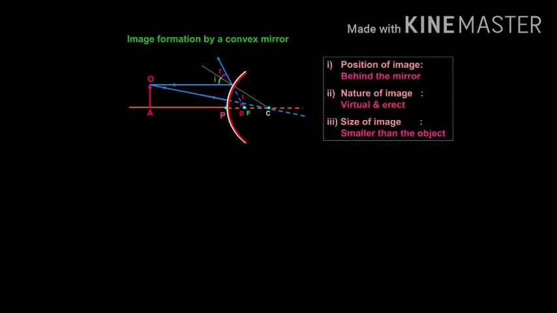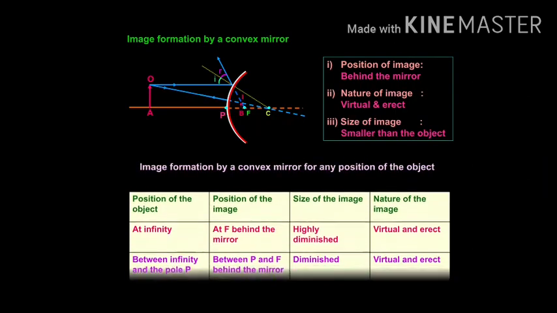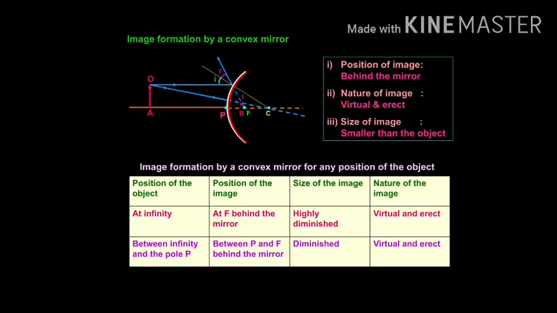So these are the properties, and if you take the object at infinity, the situation will be the same. So you can say that there are only two positions. The first one is when the object is at any position, and the second is if my object is at infinity. For both the cases the image will be virtual and erect, and it will be a diminished image.